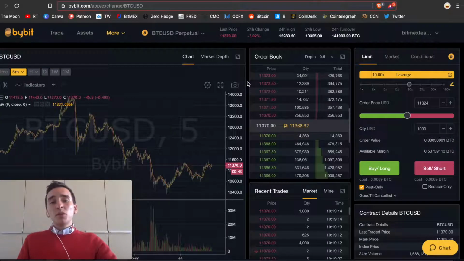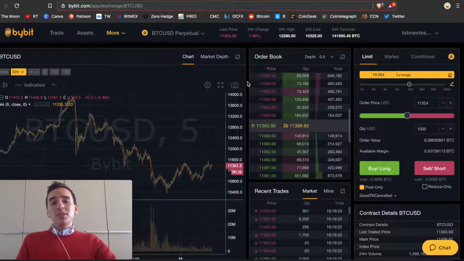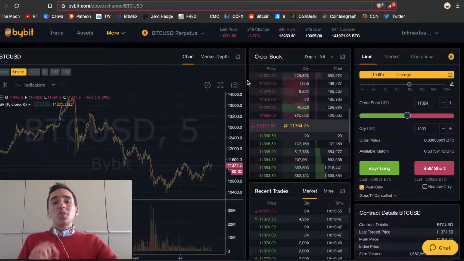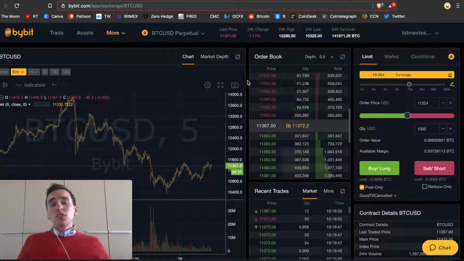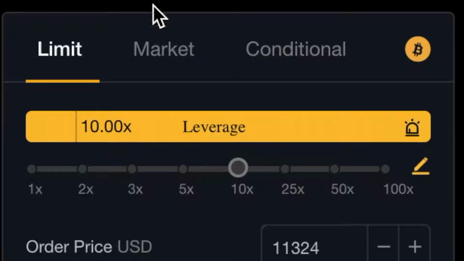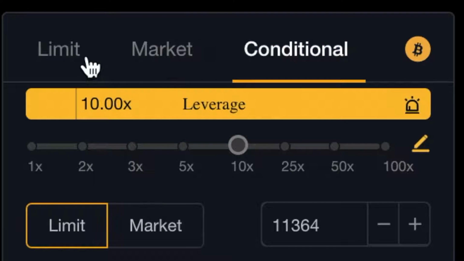Over on Bybit, we're trading derivatives just like on BitMEX, and it's the same kind of futures. It's the perpetual, which means that there is no expiry date. Instead of having an expiry date, you pay fees ongoing as long as you have the position open. And we can see that we have limit order, market order, and conditional orders. I usually just use the limit and the market.